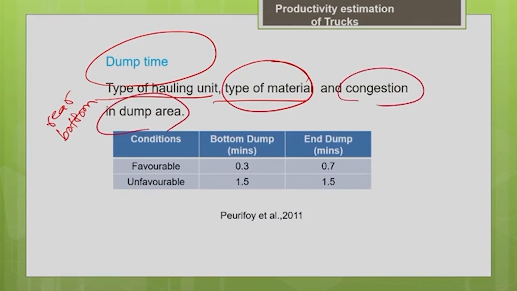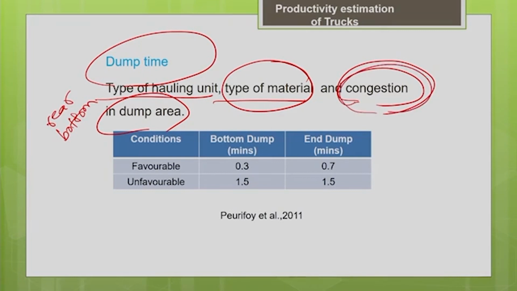You know that on a construction site, many equipment will be working in parallel. For example, at the dumping site, there may be bulldozers and graders leveling. So in that case, there may be a lot of congestion in the dump area. Then your machine may have to wait until it gets its chance for unloading or dumping.